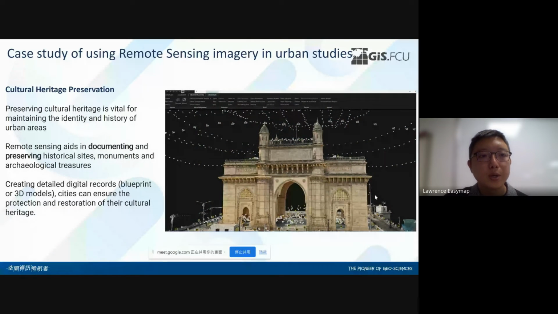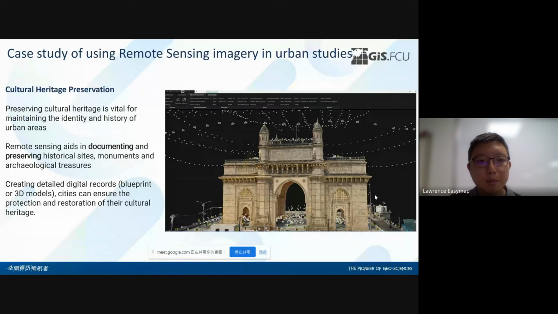Okay, so we go to cultural heritage preservation. Nowadays, we are turning into a digital world. Some conservationists want to preserve old buildings, let's say buildings over 100 years old or maybe even older. Just in case there's any accident, for example a big fire that burns down the building, they have a record, and they can use it as evidence to rebuild the building.